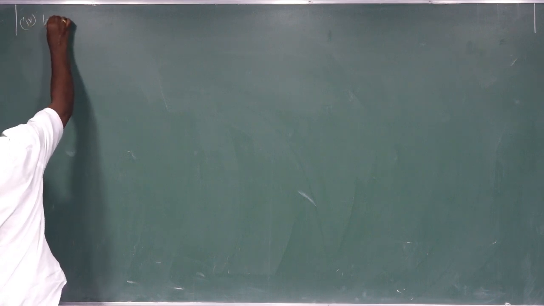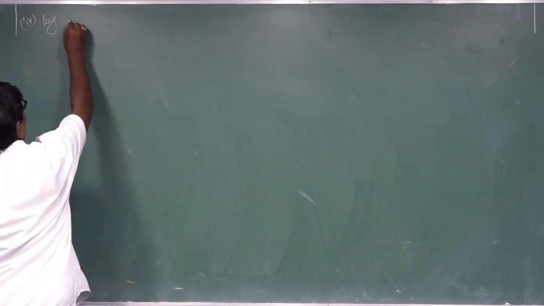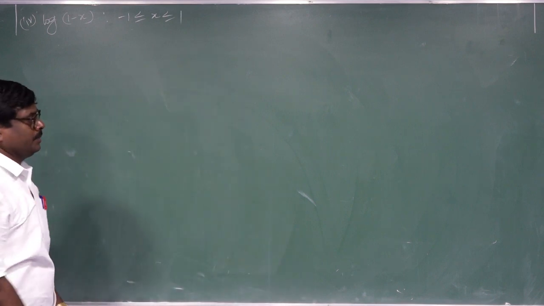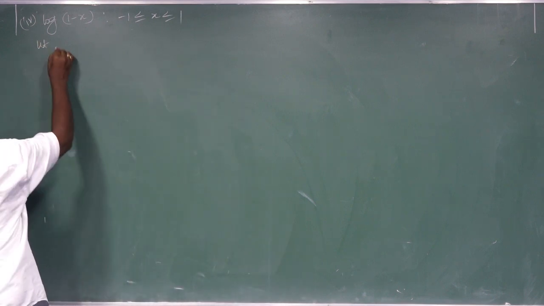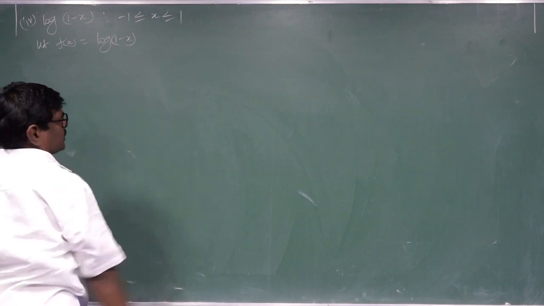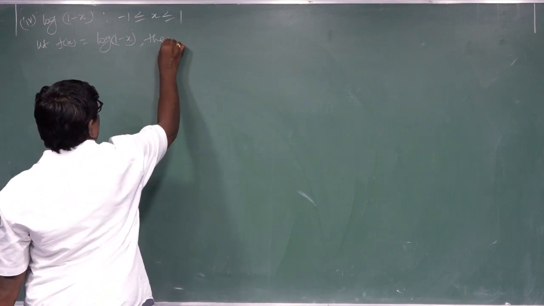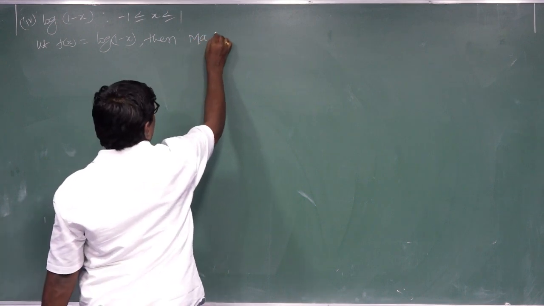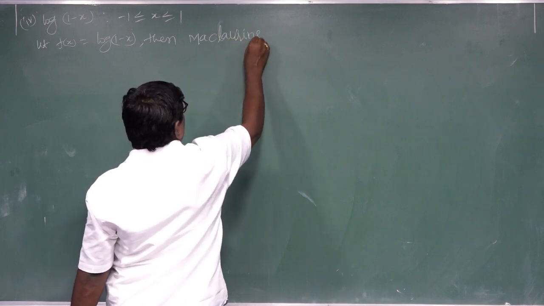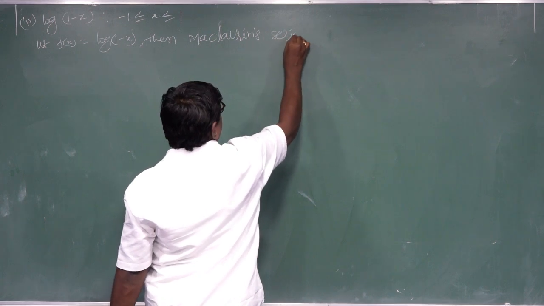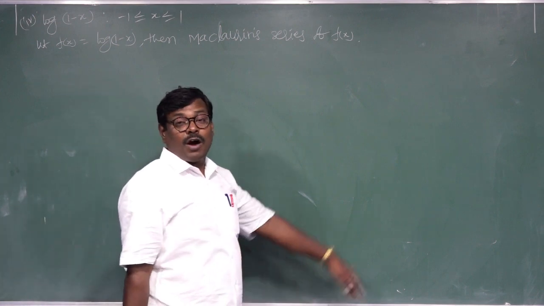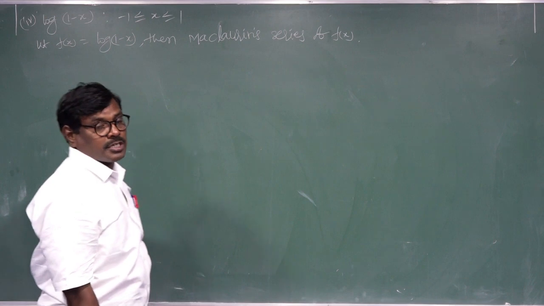Next problem: find the Maclaurin series for log of (1 - x), where -1 ≤ x ≤ 1. Let f(x) = log(1 - x). For the Maclaurin series of f(x), we must evaluate the derivatives of f(x) at x = 0.